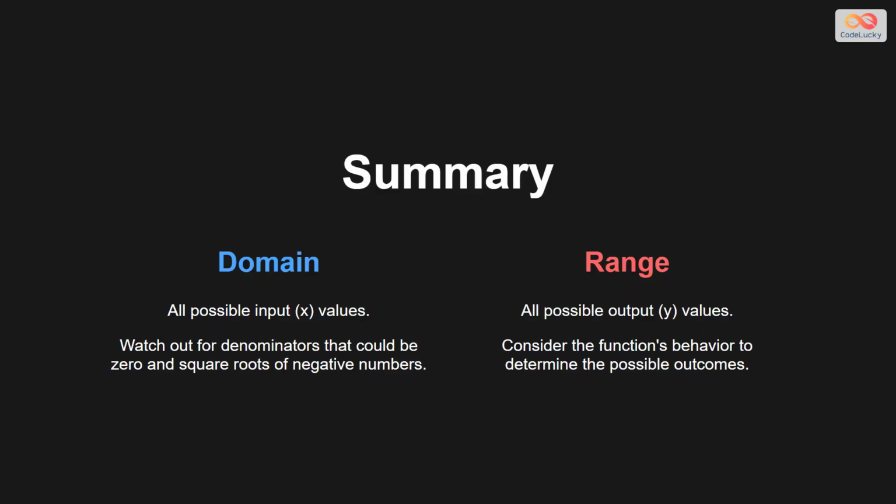To summarize, the domain is the set of all possible inputs, and we must be careful about values that would cause division by 0 or taking the square root of a negative number. The range is all of the possible outputs, which we can find by considering the function's behavior with its allowed inputs.